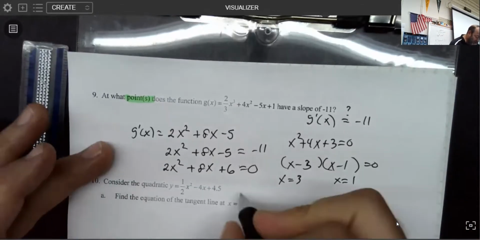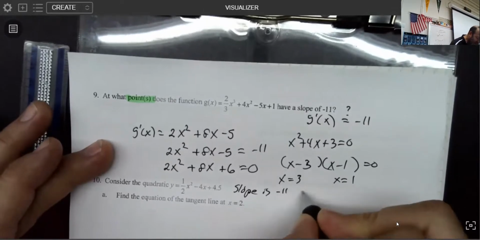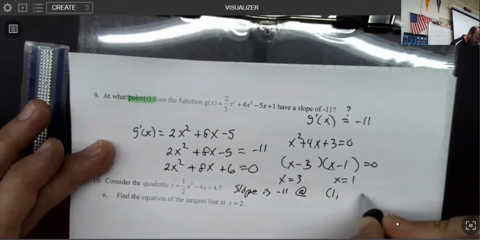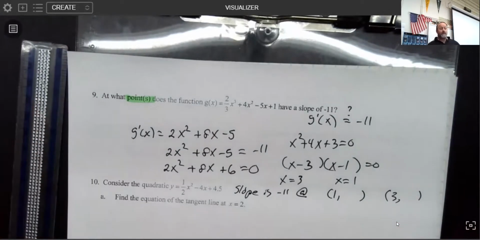So I know the slope is -11 at the coordinate x equals 1 and at the coordinate where x equals 3. But I do have to go back to the original problem and find out what happens if I plug in 1 and what happens if I plug in 3.